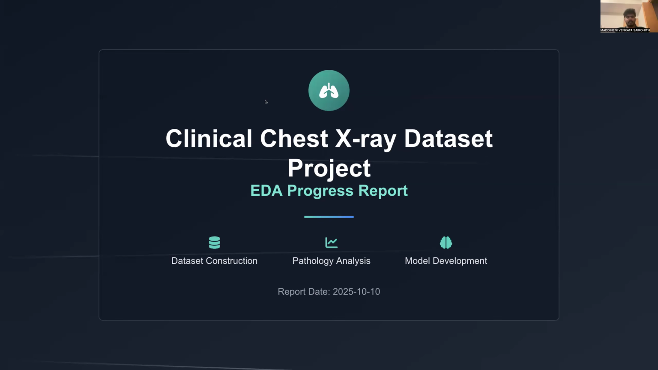Hello everyone, this is my project, which is the clinical chest X-ray dataset project. To detect different lung diseases with the help of deep learning, I'm working with the NIH chest X-ray dataset from Kaggle, which has more than around 377,000 images collected from around 65,000 patients. Each image can show more than one disease, so it's a multi-label problem.